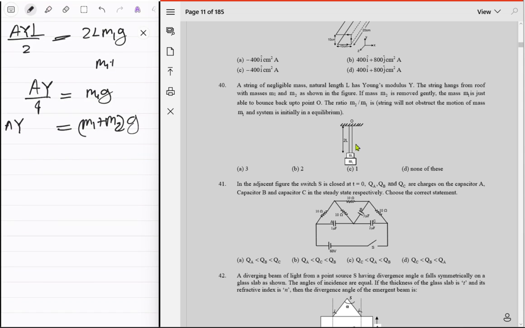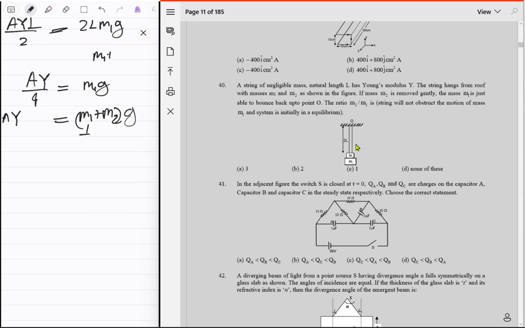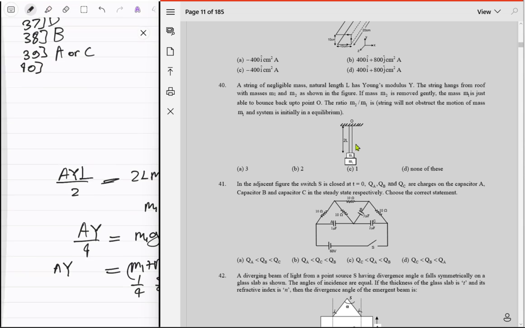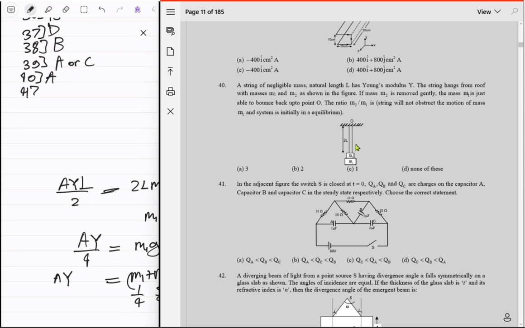So what does it actually mean? That this thing is like 1/4 of this guy. ये 1/4 that this will be like 3/4. So what is M1 upon M? No, M2 upon M1. It's like 3. So A is the answer. Next question, 41.